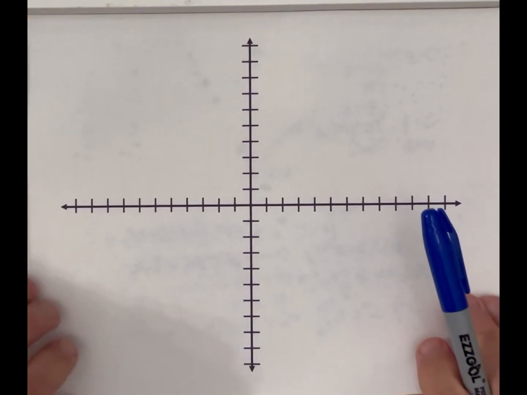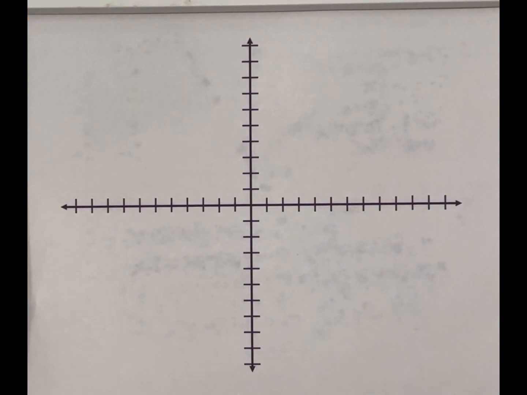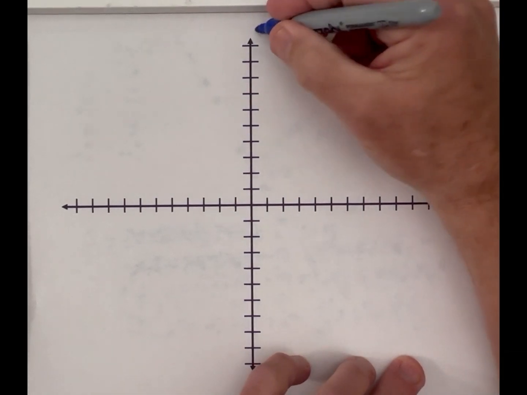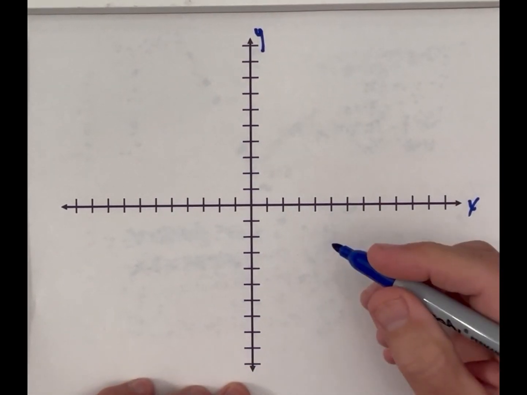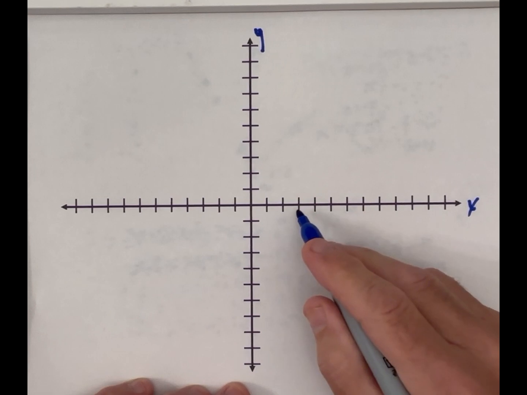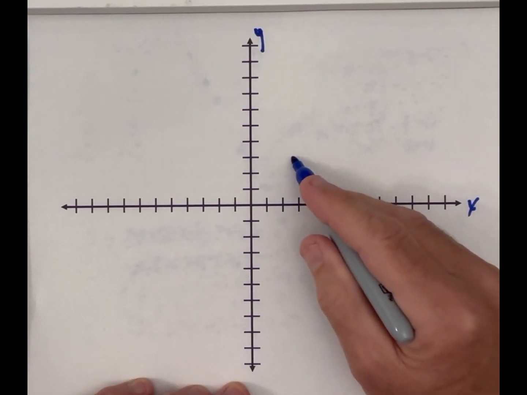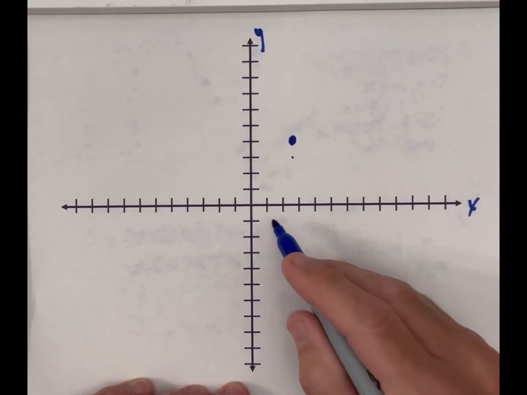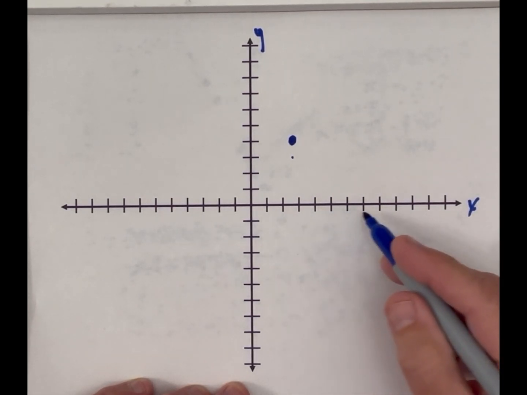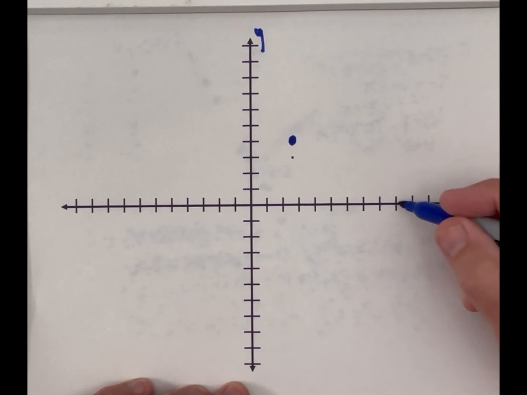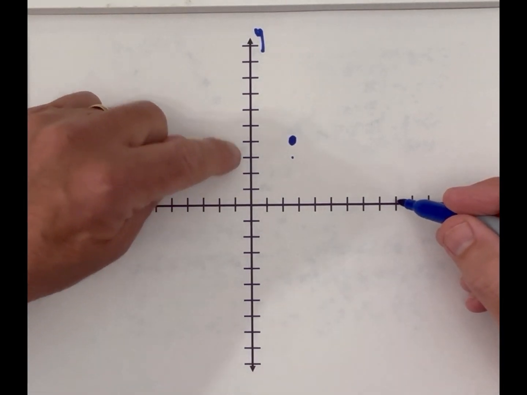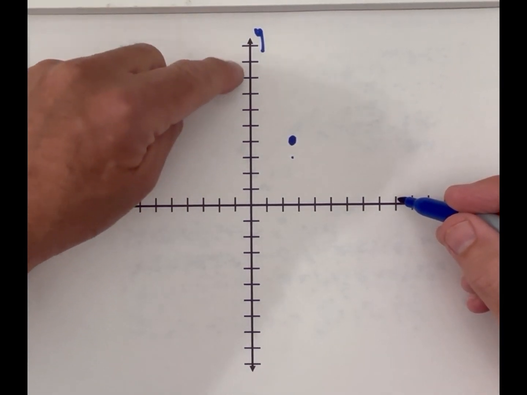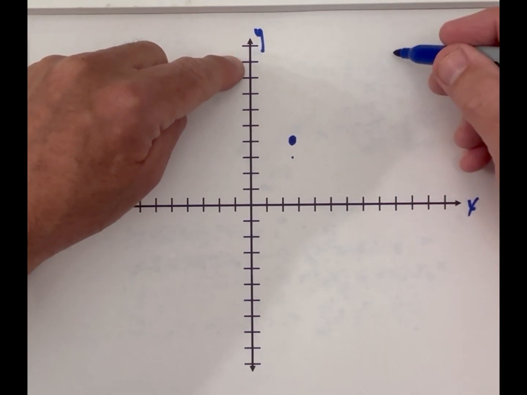So first of all, let's graph what we do know. Here's our x-axis and y-axis, and we know we've got a point at (3, 4). 1, 2, 3, then 1, 2, 3, 4. So about right there. And then (9, 10). So 1, 2, 3, 4, 5, 6, 7, 8, 9, and 1, 2, 3, 4, 5, 6, 7, 8, 9, 10. So about right there.